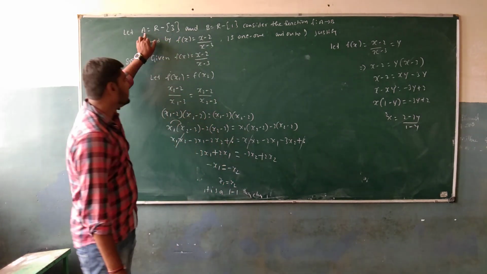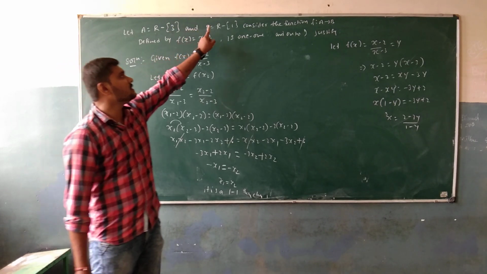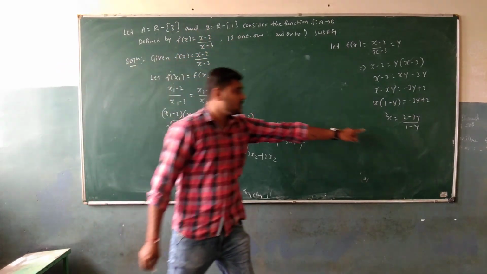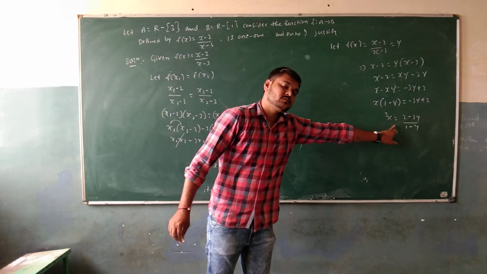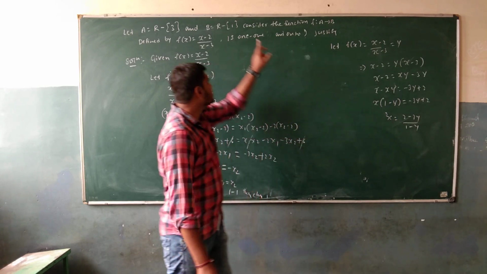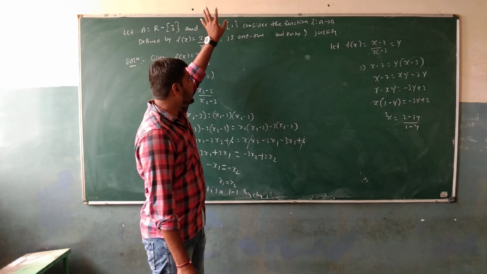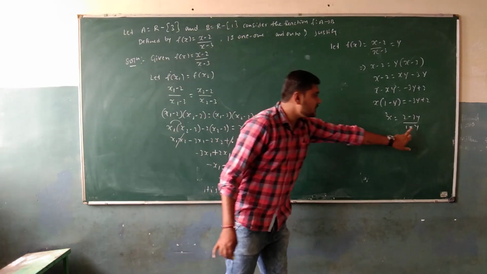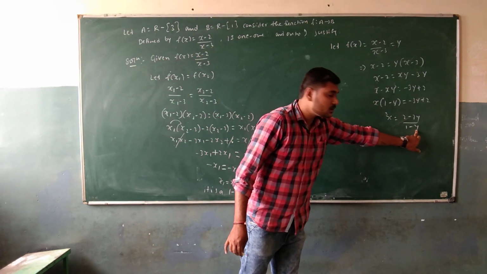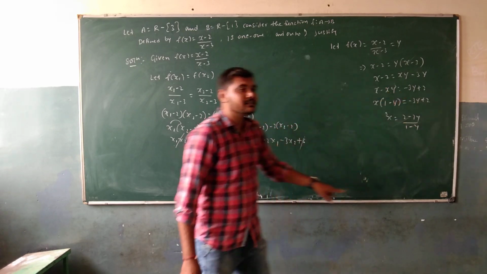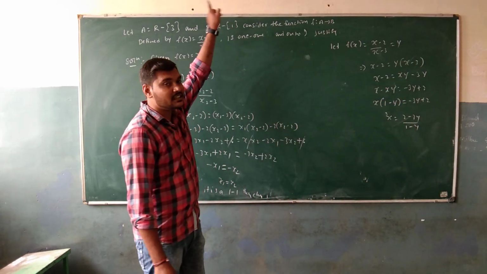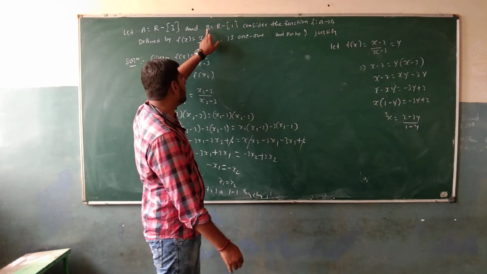Observe the given condition: A is equal to R minus 3 and B is equal to R minus 1, because it is going to be valid here. Suppose B, the codomain, is R minus 1, and A is such that if I give the value 1 here, it is not defined. So they have given R minus 1, because 1 is not going to be present in the set B.